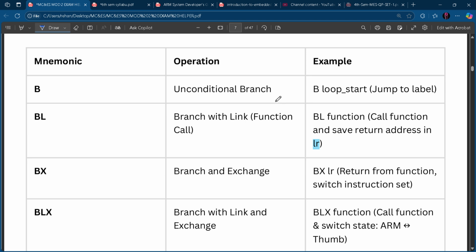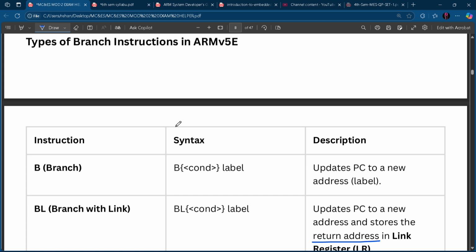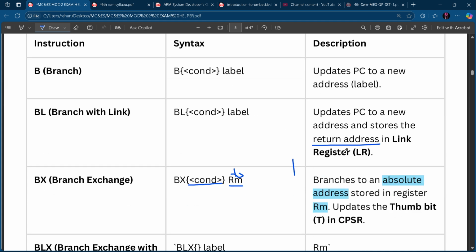Branch with link is the same thing as branching, but I'll just show you over here. It's the same thing as branching, but it returns the address to the link register. L is nothing but LR that we are using over here. The address is returned to the link register.